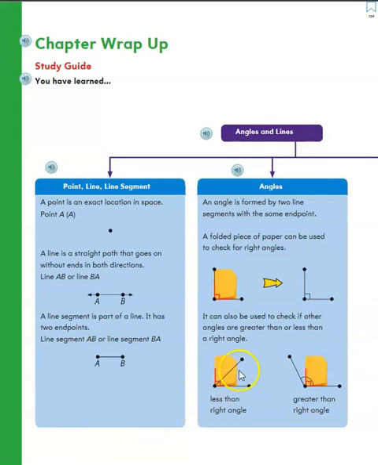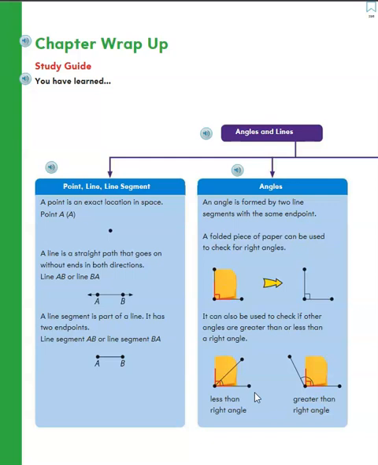So since we can see that this angle is definitely smaller than a right angle, this is what's called an acute angle. So I like to remember that by thinking, oh, it's so little and cute. So we know that an acute angle is less than or smaller than a right angle.